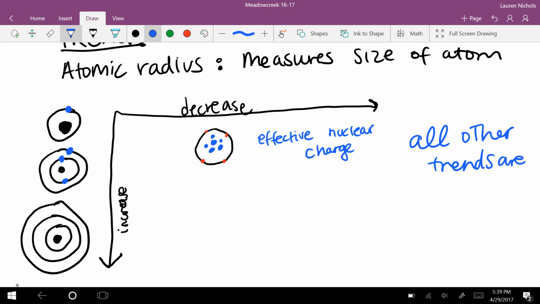Now, all other trends are the opposite of atomic radius. So that is why it's so important to have that one, because you can just know that one and get all of the rest of them as being useful.